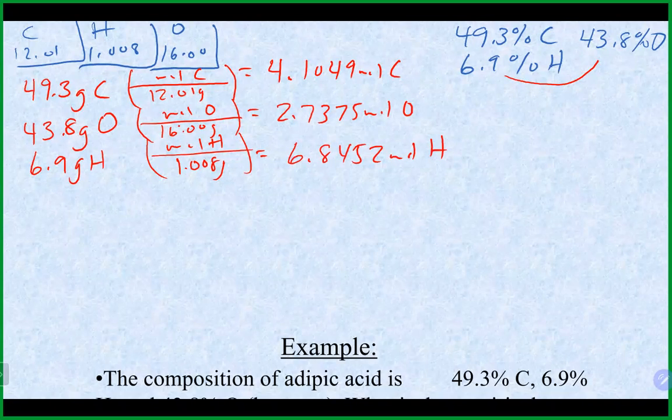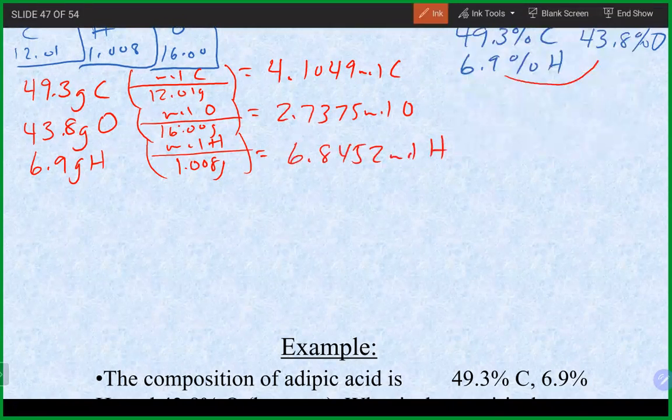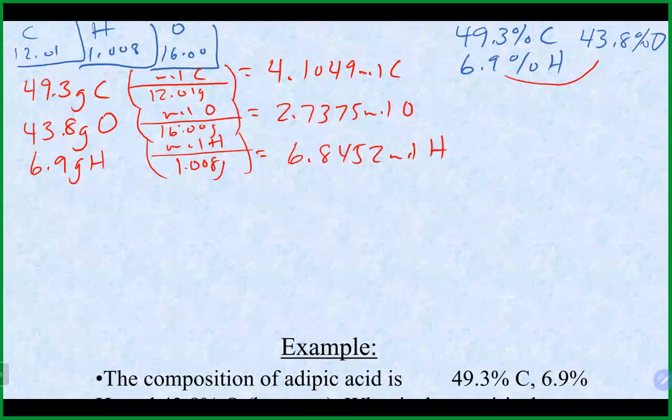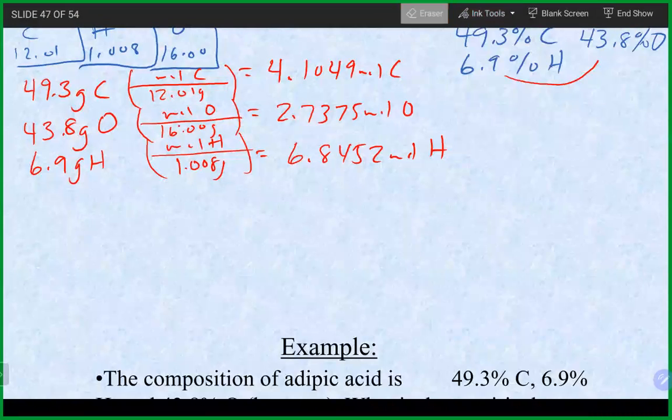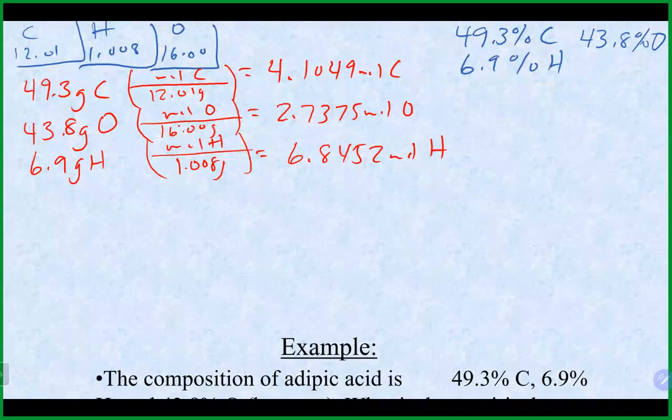At this point, we're now going to divide by the smallest. So it does look like in this particular case, that is going to be our oxygen. So we're going to divide everybody there by the moles of oxygen. So we're going to divide by 2.7375, divide by 2.7375, and divide by 2.7375.